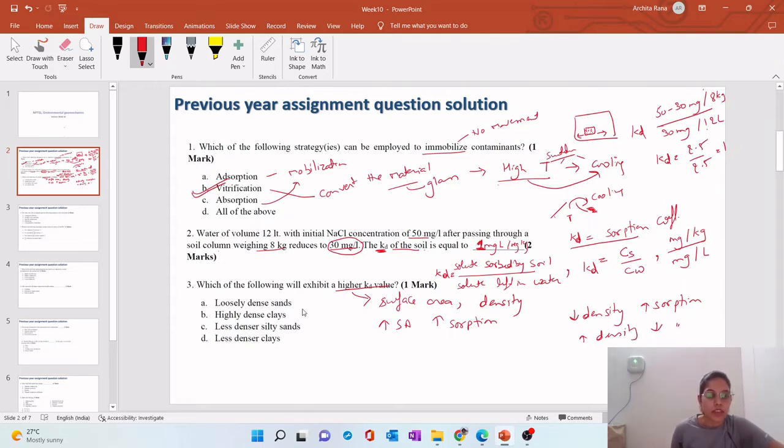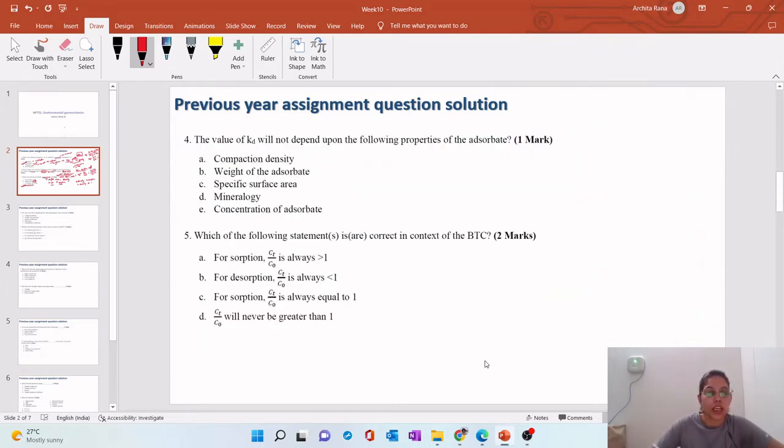So in this case, between sand and clay, clay has more surface area, so there is a high chance of sorption. The answer could be B or D, but when we look at the density, we see that the less dense clay has a higher sorption coefficient compared to the high density clays. Okay, now we move towards question 4.